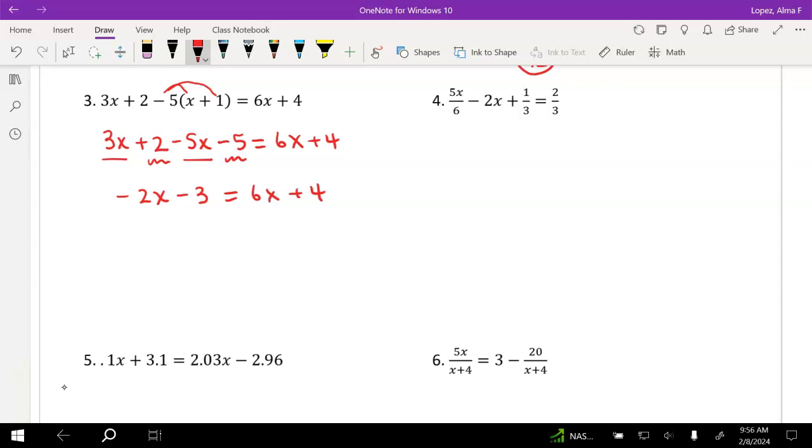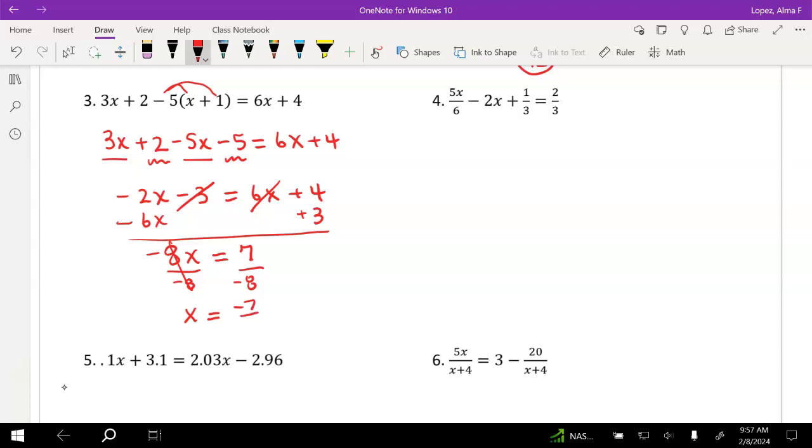Now I'm going to isolate or move all of my x's to the left, all my constants to the right. That negative 3 crosses over the equal sign and becomes a positive 3. That 6x crosses over the equal sign to the left-hand side and becomes a negative 6x. So now we have negative 8x equals 7. To finish it off, to isolate the x, we divide both sides by a negative 8. On the left, the x is going to be left all by itself, and on the right, my answer will be negative 7/8.